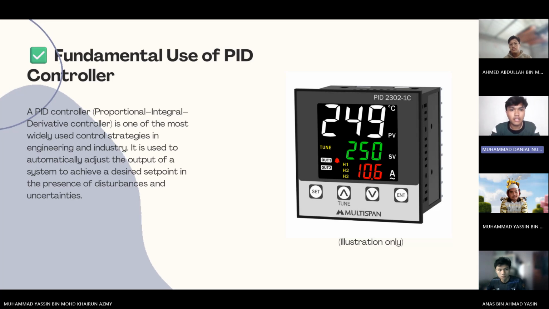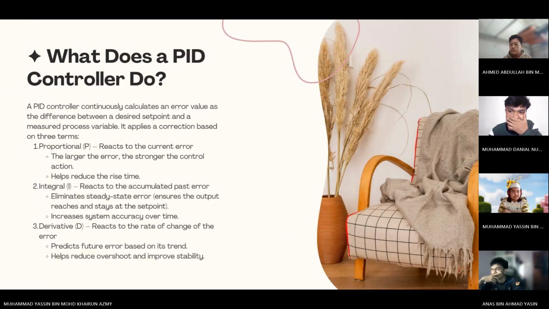So the fundamental use of the PID controller. A PID controller is a proportional integral derivative controller. It's one of the most widely used control strategies in engineering and industry. It is used to automatically adjust the output of the system to achieve a desired set point in the presence of disturbances and uncertainties. Next. What does a PID controller do?